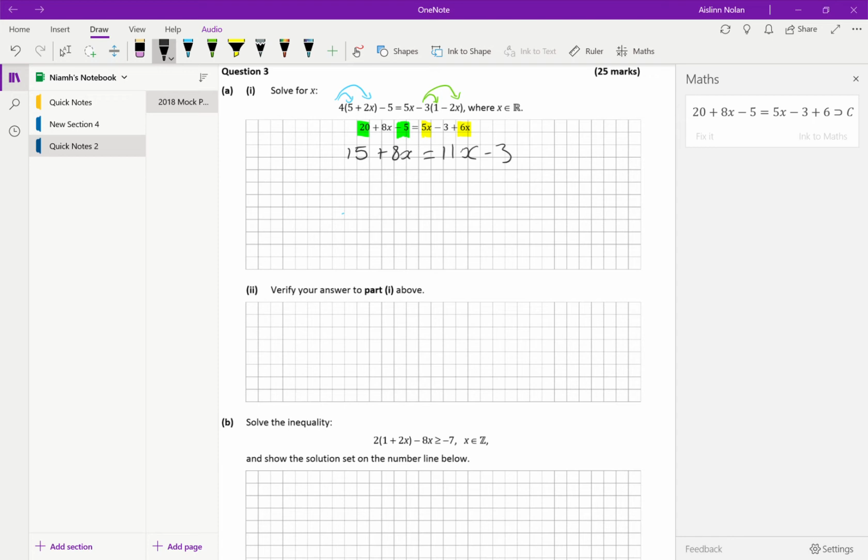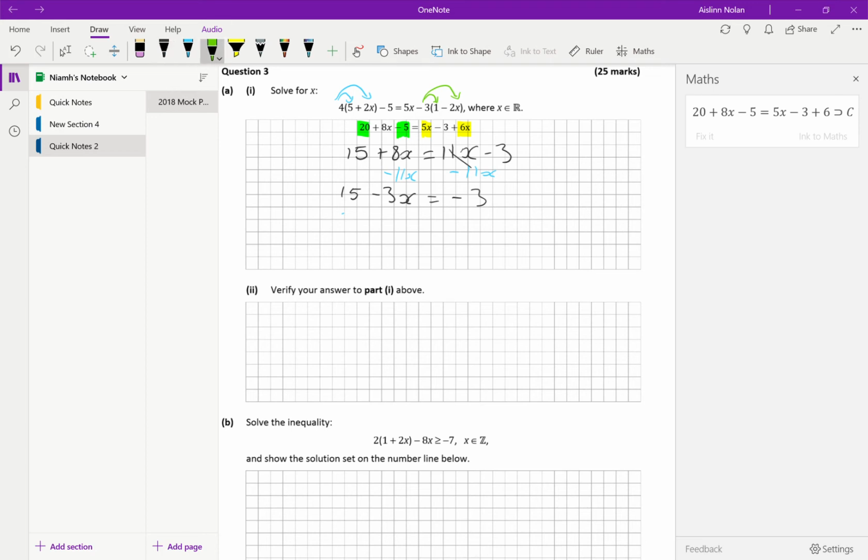So now what we want to do is get any x's together on one side and any numbers on their own together on another side. I know in class you usually want to bring all the x's to the left hand side, so let's go ahead and do that. If I want to get rid of this 11x, I need to take it away. If I take it away from there, I need to take it away from the left hand side as well. So that leaves me with 15. 8x minus 11x is minus 3x. And on this side, the 11x's cancel and I'm just left with minus 3.